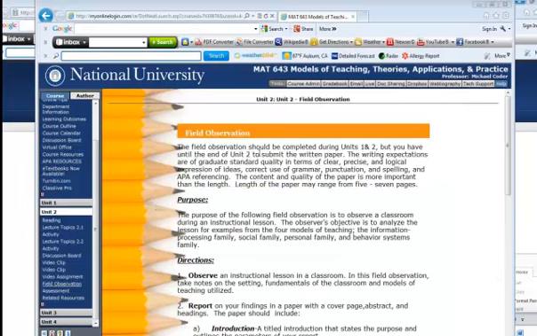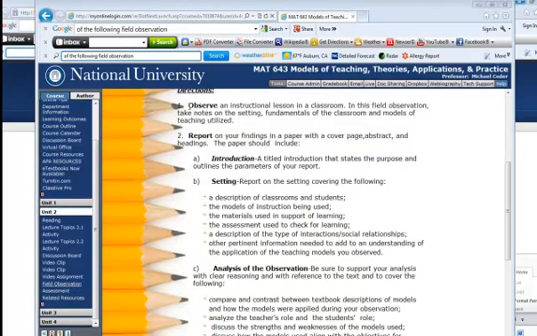The field observation should be completed during units 1 and 2, but you have until the end of unit 2 to submit the written paper. The writing expectations are the same, the APA formatting. The purpose of the field observation is to observe a classroom during an instructional lesson. In this observation, your job is to observe and report your findings, with an introduction, setting, analysis of the observation, and a summary.